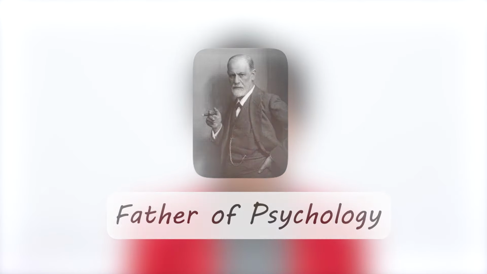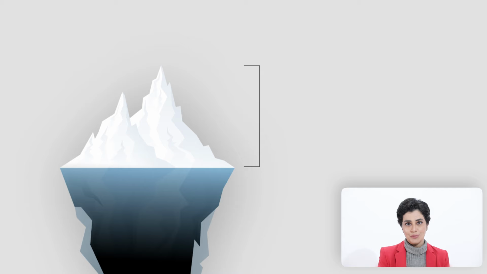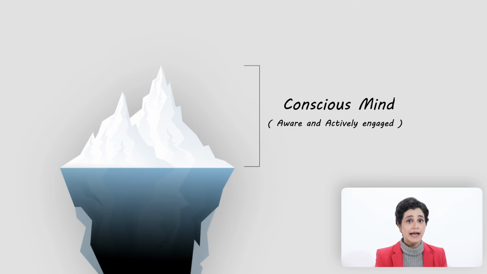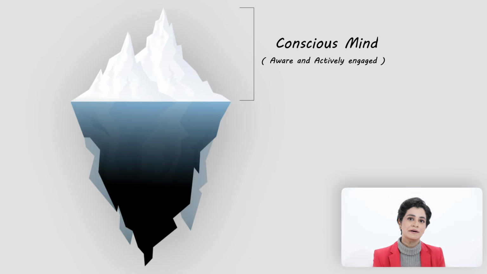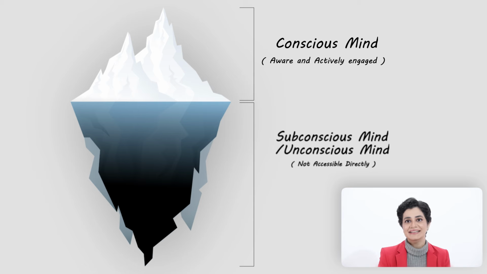So first off, let's briefly visit the theory introduced by the father of modern psychology, Mr. Sigmund Freud. He demonstrated the mind as an iceberg. The visible part above the surface of water represents the conscious mind. These are the thoughts which we are aware of and actively engage with. However, as shown in this diagram, the larger part of the iceberg actually lies beneath the water, symbolizing the subconscious and the unconscious mind, which are not directly accessible to us in our daily lives.